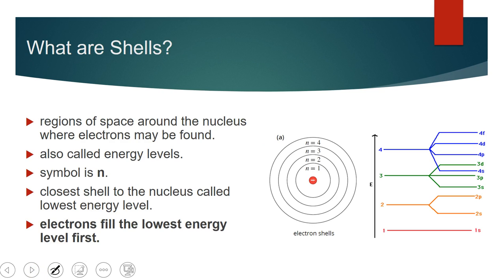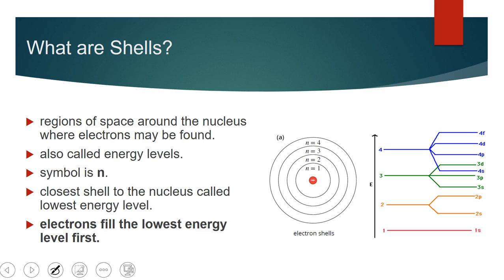So even though we've been putting electrons into shells, we haven't really talked about what they are. We define shells as being regions of space around the nucleus where an electron may be found. These are mathematical representations of where we can potentially find electrons of particular energy levels around an atom. These energy levels are given the symbol n, which relates to the principal quantum number or the shell number.